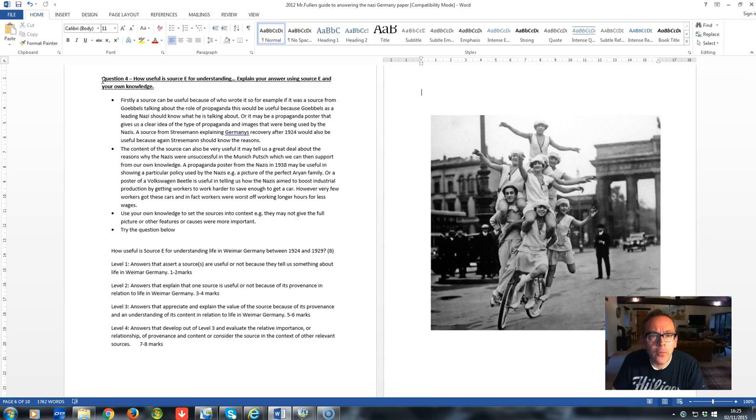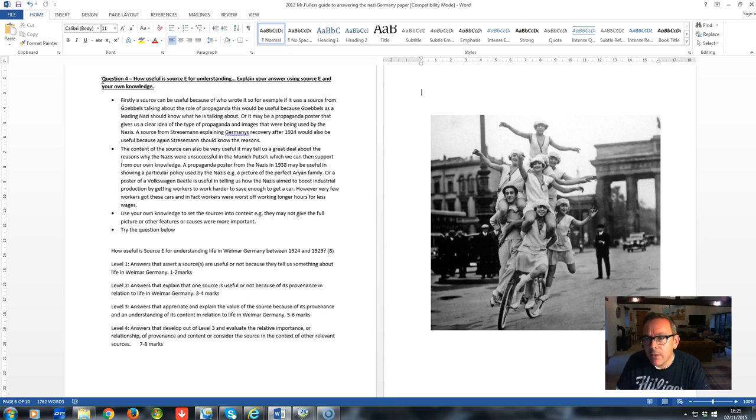Just giving you four key bullet points, really. Firstly, a source can be useful because of who wrote it. So, for example, if it was a source from Goebbels talking about the role of propaganda, then it'd be useful because Goebbels, as a leading Nazi, should really know what he's talking about. Or it could be a propaganda poster, which gives us a clear idea of the types of propaganda being used by the Nazis. Or if it's a source from Stresemann explaining what's going on in Weimar Germany, that, again, would be a very useful source.